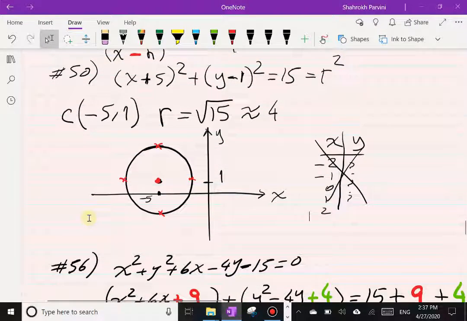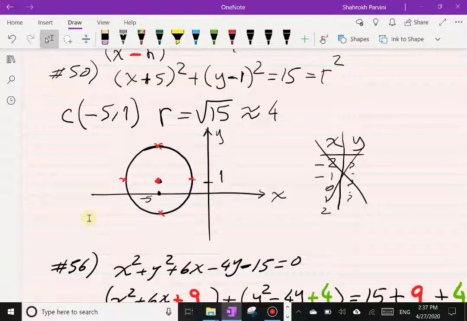Let's take a look at this one. Now, this equation, number 56, interestingly, we don't have the hk form. The reason it's easy to graph these circles is that if they're in the hk form, they're pretty simple to graph. You just find the center, you have the radius, you go equal distance to the right, left, north, south, and you draw the circle. So what if we don't have the hk form?